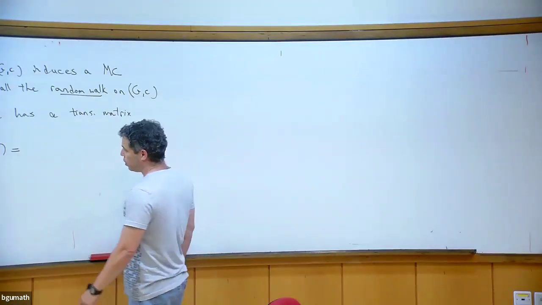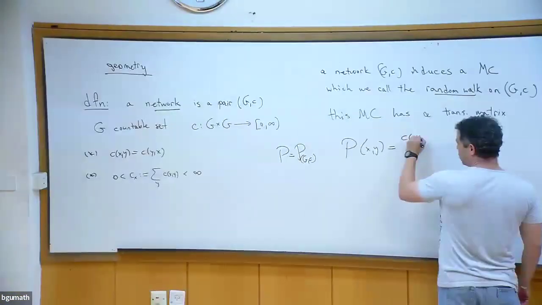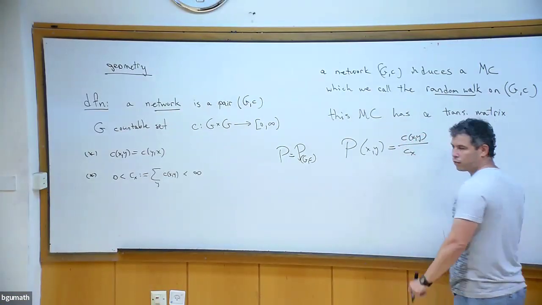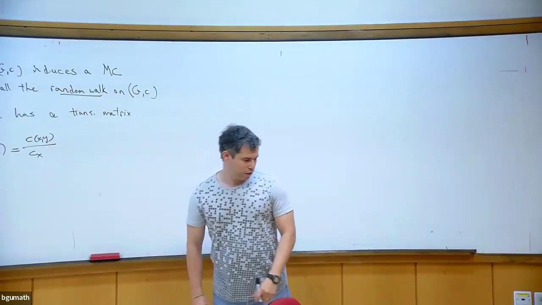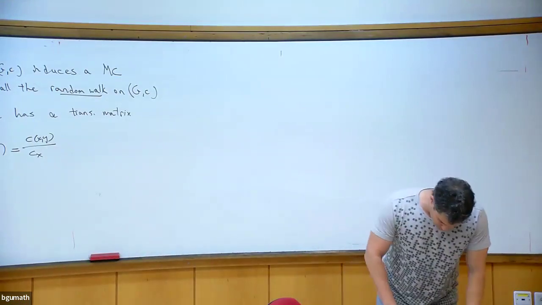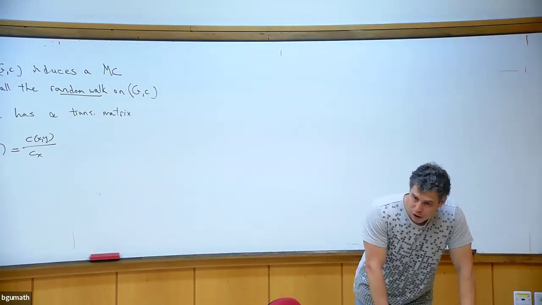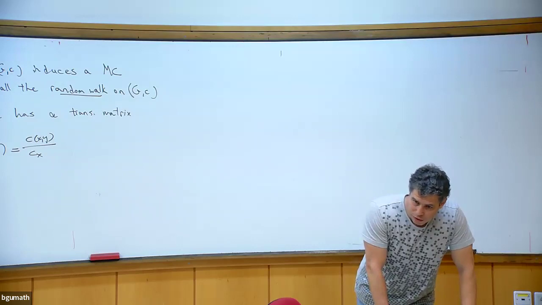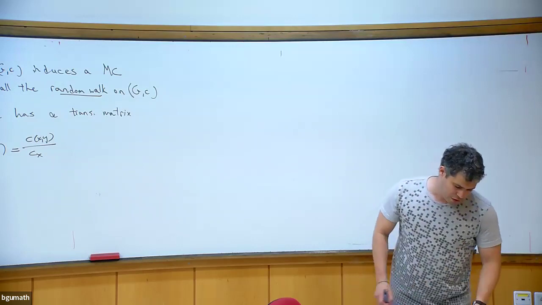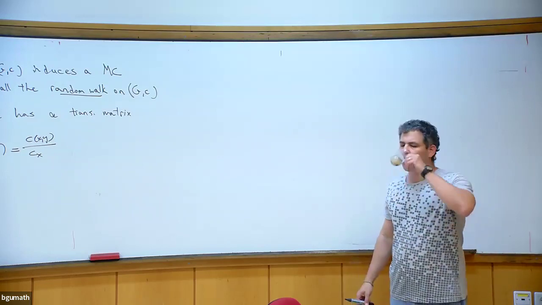And this depends inherently on G and C. Okay, so you have to remember this data that you have. And it's just the conductance, but normalized to be a probability measure, divided by C of X. And so you see, it was important that C of X is positive, right? If I had a C of X which was 0, then of course I wouldn't be able to talk about the state X.